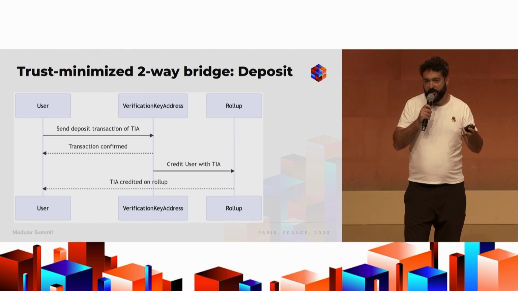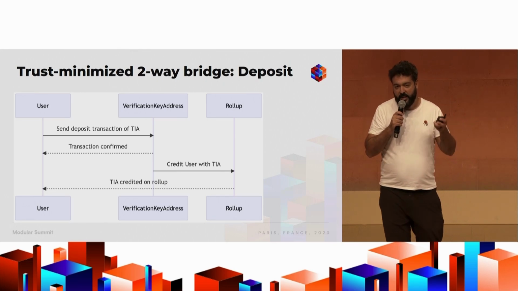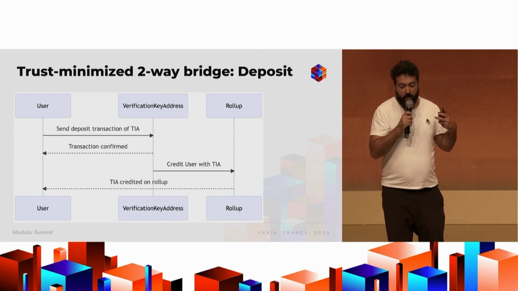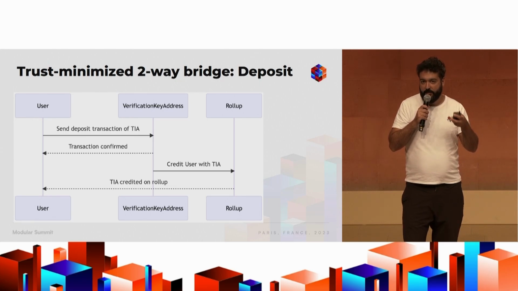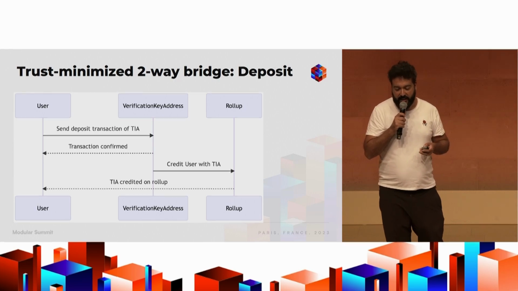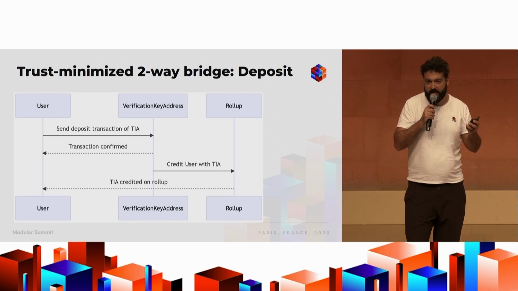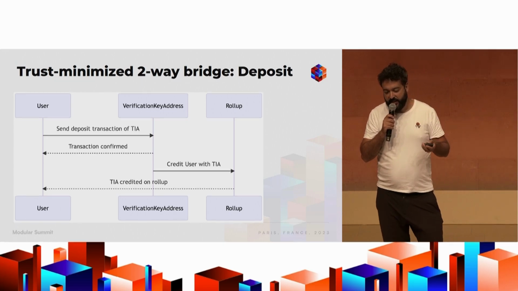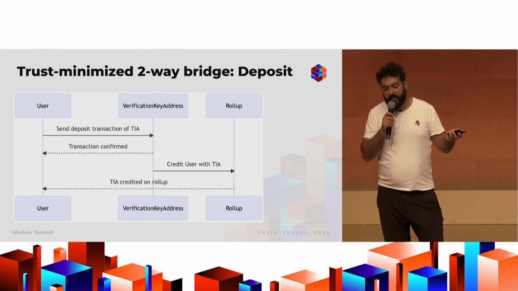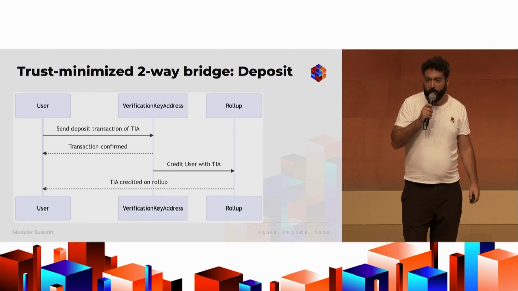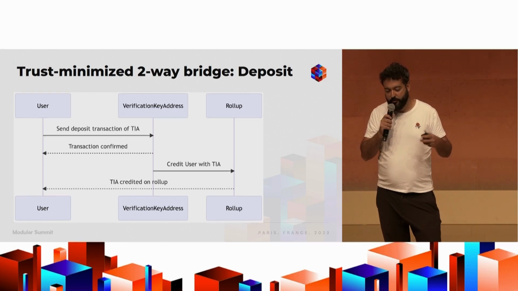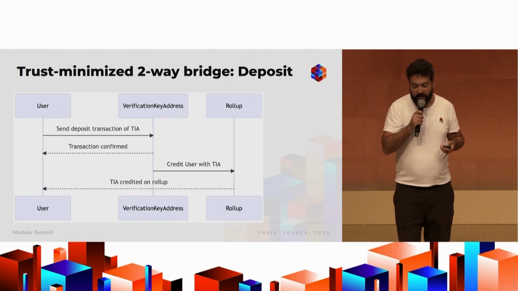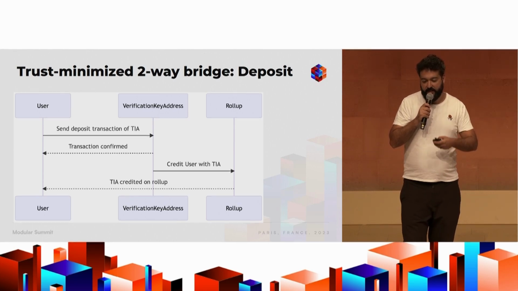the user flow for how this would look, roughly from a high level, is that a user would send a deposit of TIA to a verification key address. That's a public key address owned by a ZK program. So you deposit TIA there, it gets escrowed or burned, the transaction gets confirmed, and then the TIA would get credited on the rollup. And so you moved TIA into your rollup seamlessly. So this rollup will need to track the state of that verification key address.